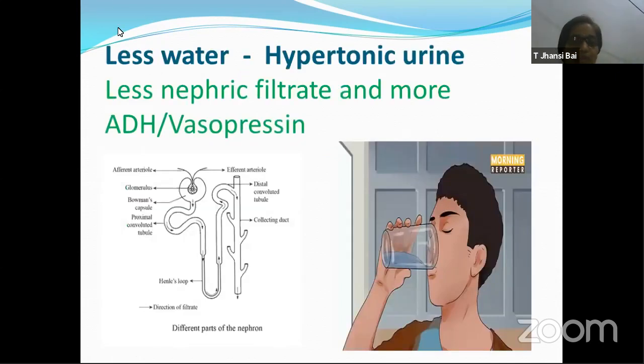So, less water. If you are taking less water on a particular day, maybe you are fasting, maybe you are indulged in work, due to internal bleeding, whatever it is, less water consumption takes place. What type of urine is produced on that day? It is hypertonic urine which is produced.